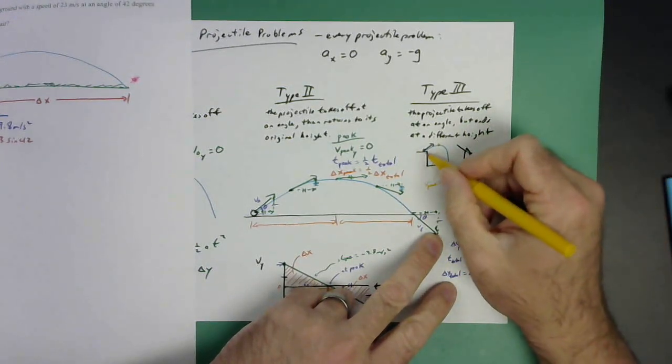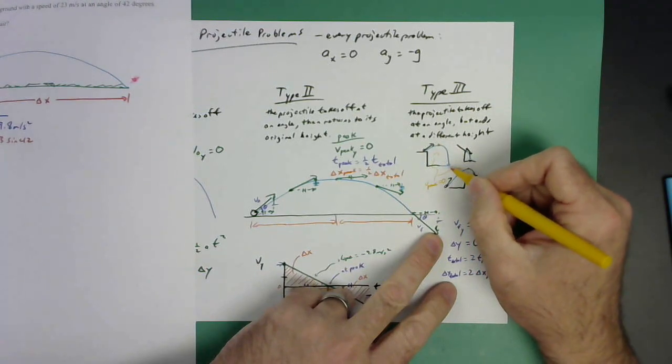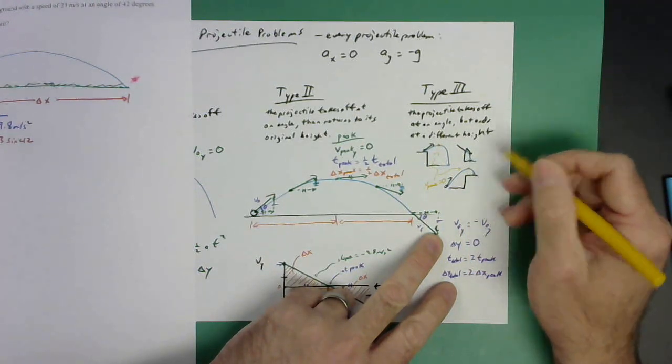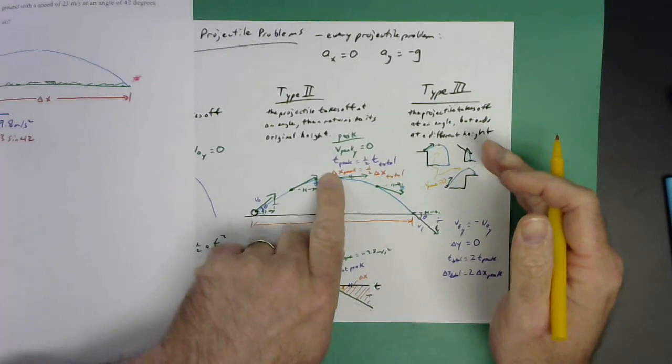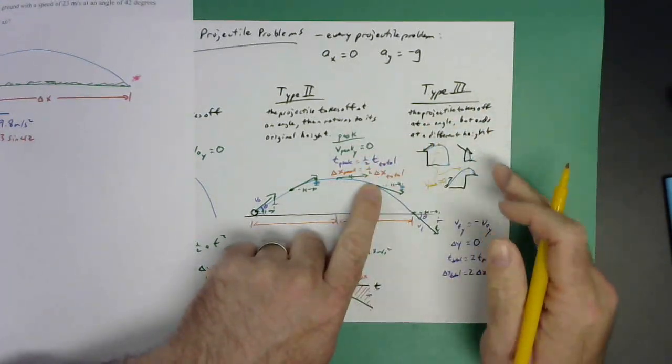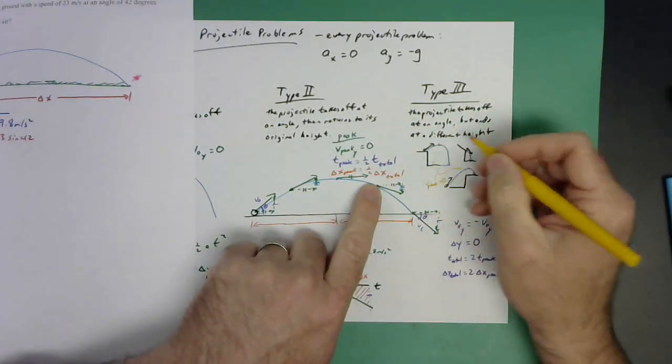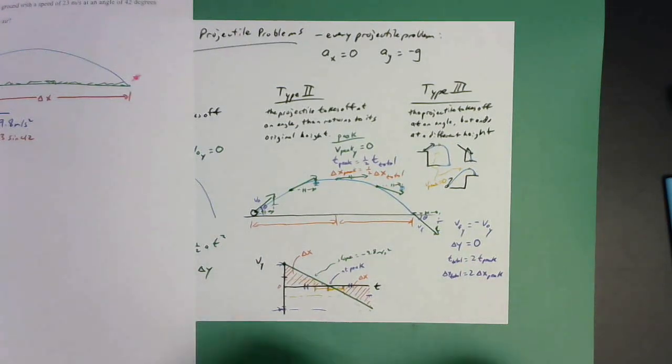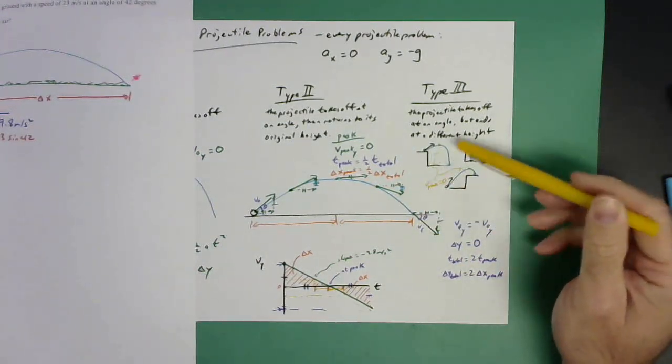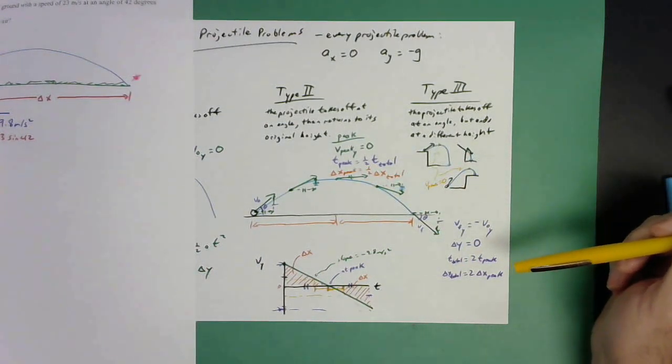Will the time to this peak be equal to the time to come back down? No, it's not symmetric, right? Will the delta x to the peak be half the total delta x? No, see, it's not symmetric. It's truncated here, right? So, nope. Other than this, for those, there's nothing else special you can say about a type 3.